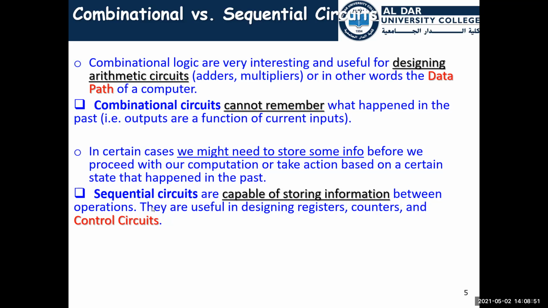Sequential circuits are capable of storing information between operations. They are useful in designing registers, counters, and control circuits. So the combinational circuits are used for the data path of the computer, and the sequential circuits are used for the control circuits.